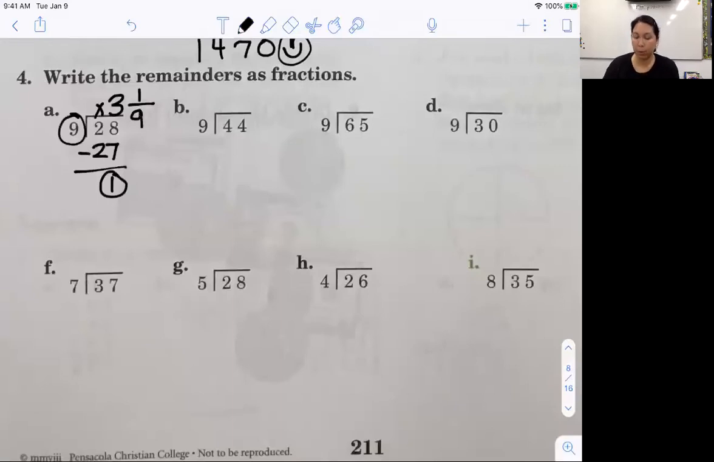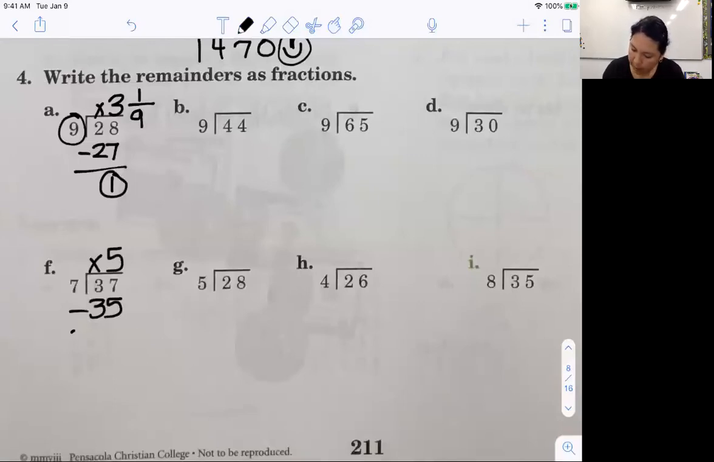Okay, let's try letter F right underneath. So how many times can 7 go into 37? 7, 14, 21, 28, 35. Oh, 35 is close to 37, right? So how many 7s was that? 5.